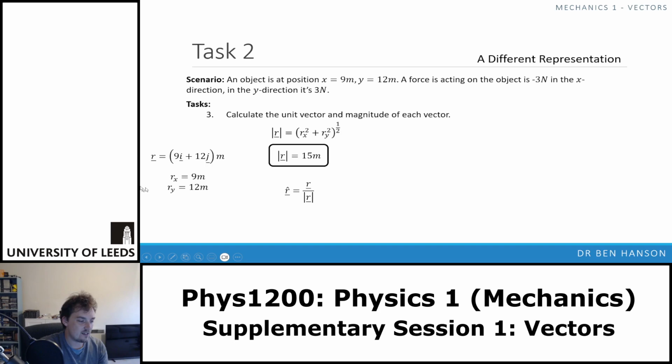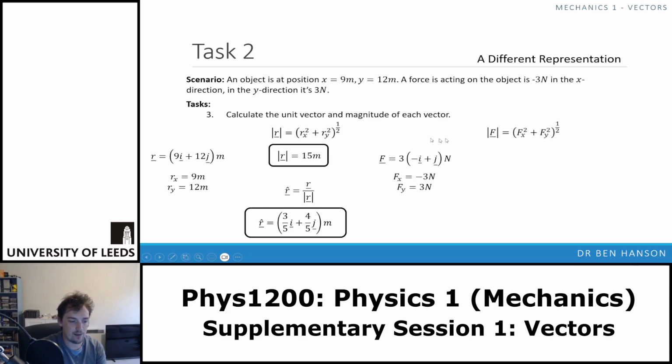The unit vector then is just 9 divided by 15 in the x direction and 12 divided by 15 in the y direction. So there's our unit vector. 3/5 i, 4/5 j. You'll notice that that has length 1. The force we can do exactly the same process, squared, squared, square rooted. We find that the force magnitude is approximately 4.24 meters.